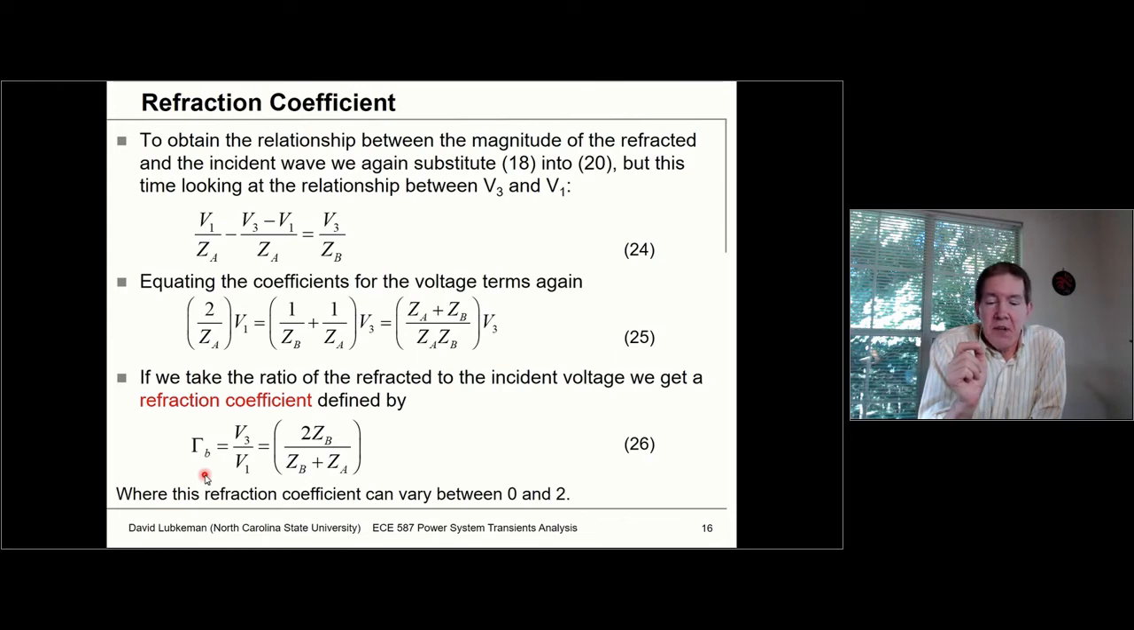Well, if ZB is really large with respect to A, this could actually be 2. If ZB is really small with respect to A, this could go all the way down to 0. And so the refraction coefficient can vary between 0 and 2.